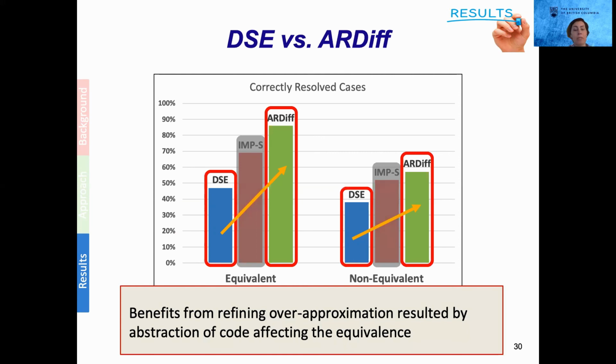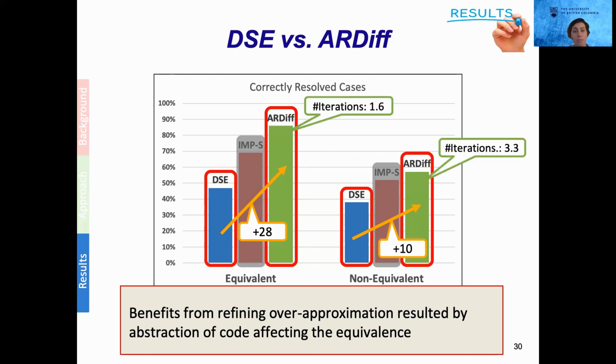Specifically, comparing Rdif with DSC, Rdif benefits from refining just the necessary information required for establishing equivalence, while DSC abstracts all common code, ignoring its impact on checking the equivalence. Rdif solves 28 more equivalent and 10 more non-equivalent cases compared with DSC, where the average number of iterations helped Rdif arrive at these correct results for equivalent cases is 1.6, and for non-equivalent is 3.3.